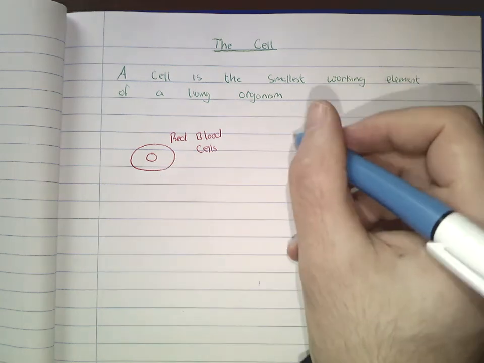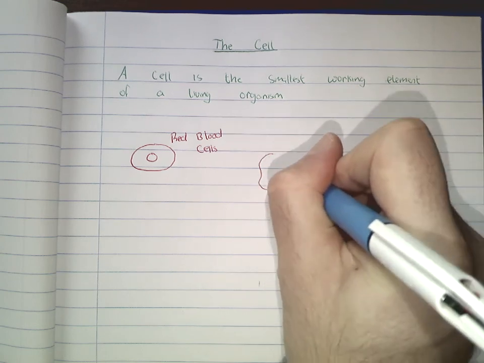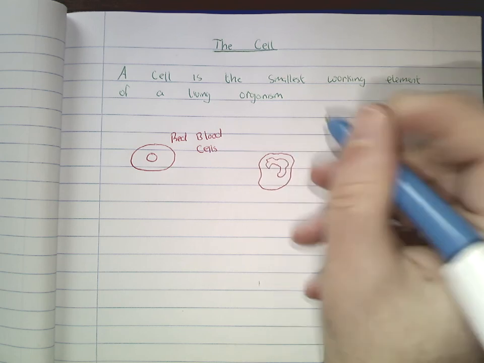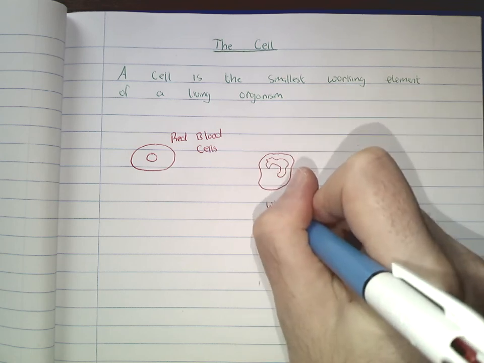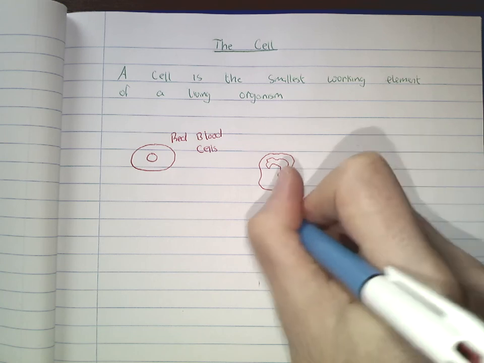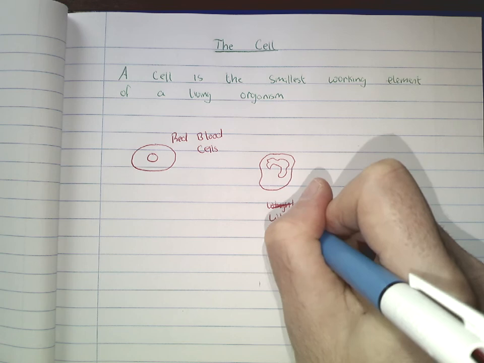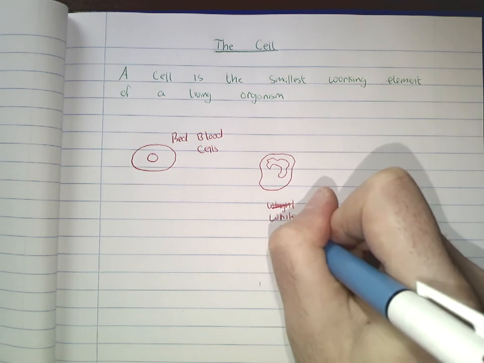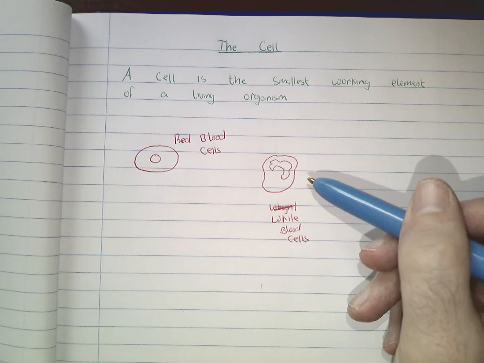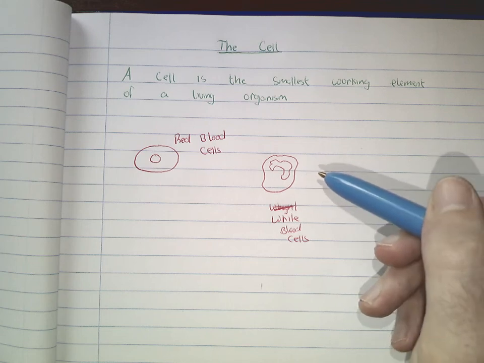We also have white blood cells. So imagine this is your white blood cell. White blood cells are really, really important in relation to defense in the body, for example, your immune system.